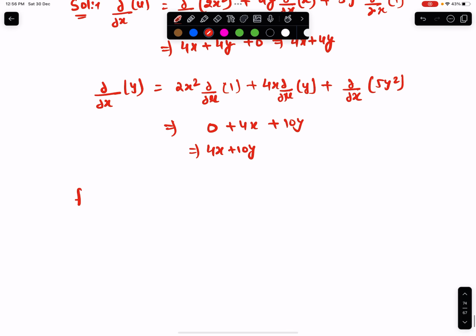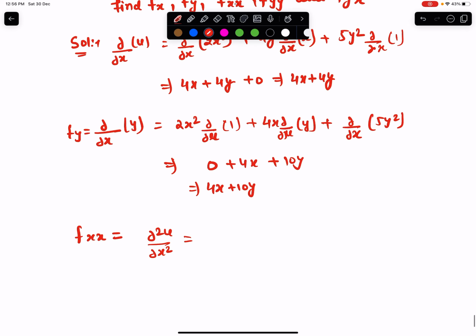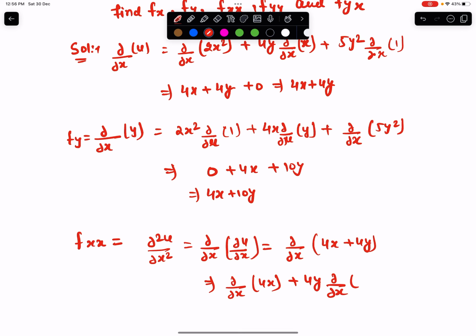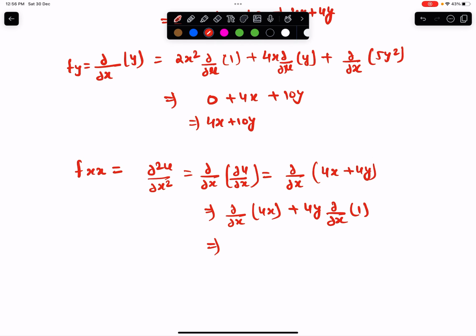Now we have to find f_xx, that is ∂²u/∂x². So ∂/∂x of ∂u/∂x, and ∂u/∂x is 4x + 4y. So that equals ∂/∂x of 4x plus ∂/∂x of 4y. 4 is a constant, so we can write 4 times the derivative of x, which is 1, plus the derivative of 4y, which is 0. That equals 4.